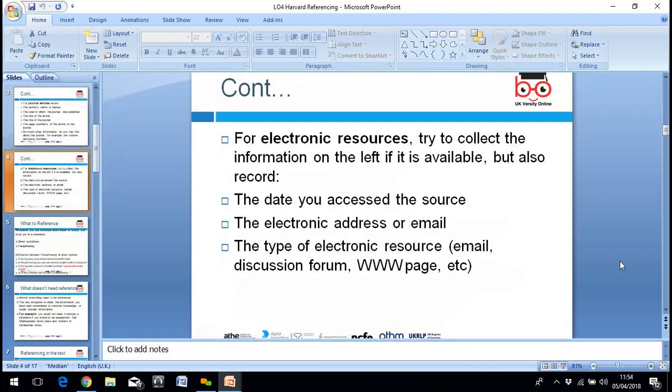For any electronic resources, you try to collect the information above if it is available, but also record the day you accessed the source, the electronic address or email, and the type of electronic resource. It could be an organisation's page, a web page, so it would be a www page, etc.